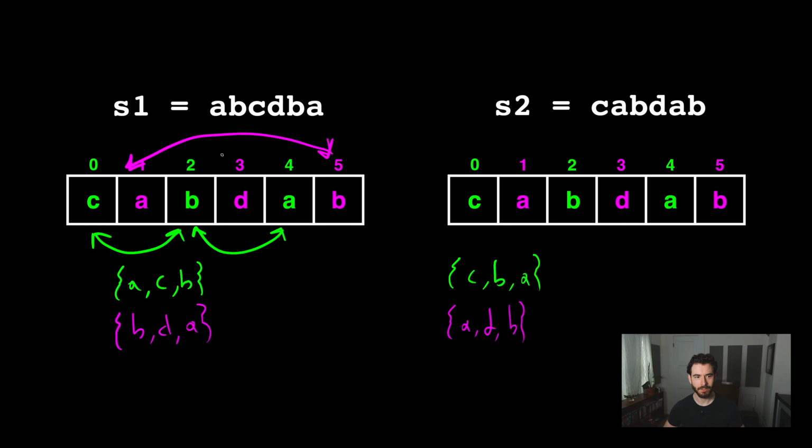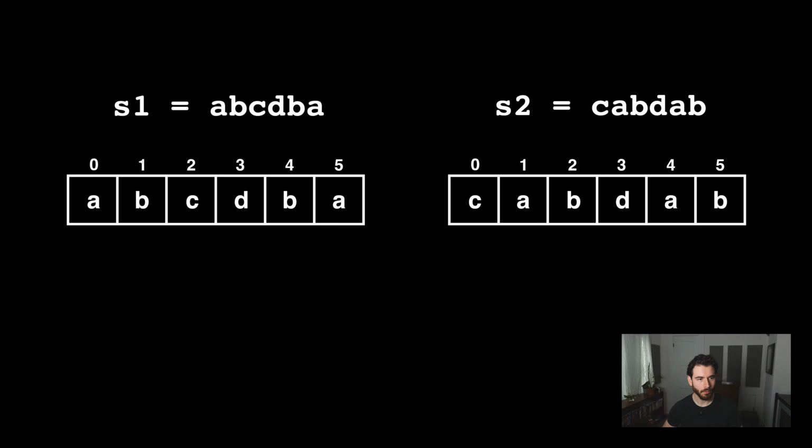And remember, we don't actually need to perform these swaps. We just need to compare the frequency sets of the characters at the even indices and the characters at the odd indices. So what data structure could we use to store the frequency of characters at odd indices and even indices for both strings? Well, a hash map is the perfect data structure for this problem, because it stores data in key value pairs. And we can also read and write to it in constant time. We could have a hash map to store the frequency of characters that appear at the even indices, and we can have a separate hash map to store the frequency for characters that appear at the odd indices.